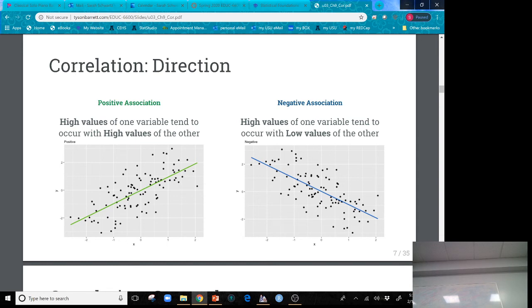Now, no data is going to make a perfect line unless you're doing two variables that are the same, like temperature in degrees Celsius and temperature in degrees Fahrenheit at the same time. Those are perfectly correlated. Other than that, there's going to be a data cloud. You've got to squint your eyes and try to figure out which way it would be going. Sometimes it's harder, sometimes it's easier. Positive, negative.